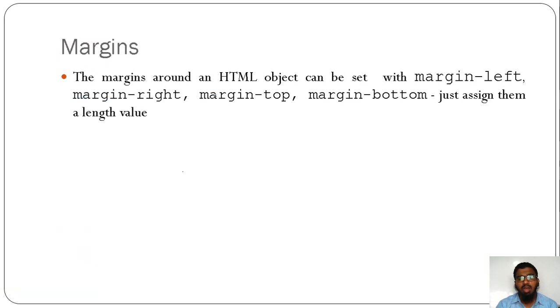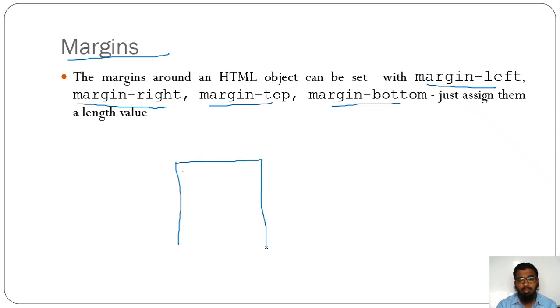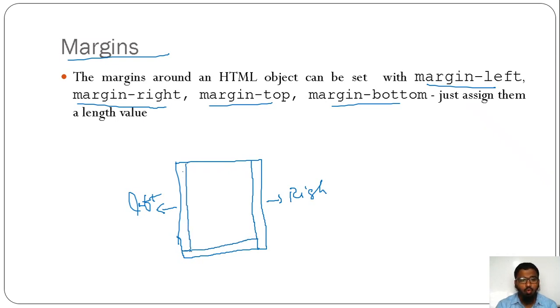Next, the margin around an HTML object can be set with margin left, margin right, margin top, and margin bottom. Just assign them a length value. Margin is what? If we have a page like this, this will be the left margin and this will be the right margin. Margin means you need to give some space. In this whole page, we are writing the content of the data here, not out here. So left, right, top, and bottom. So this is about the margin.